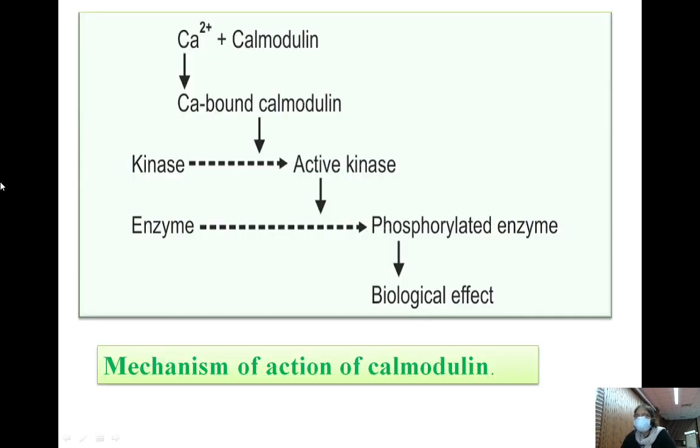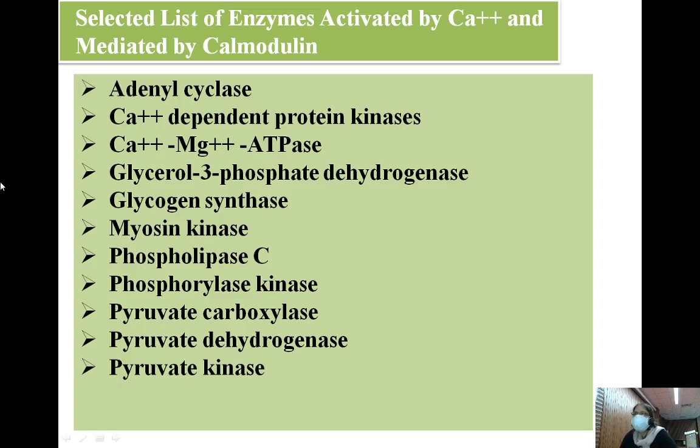This is the mechanism of action of calmodulin. Once calcium binds with calmodulin, this bound calmodulin activates some protein kinases, so active kinase will form. This active kinase will activate the enzyme by phosphorylation. Once the enzyme is activated via phosphorylation by these kinases, the biological effect will occur. That means the enzyme is ready for its own catalytic activity. That's all.